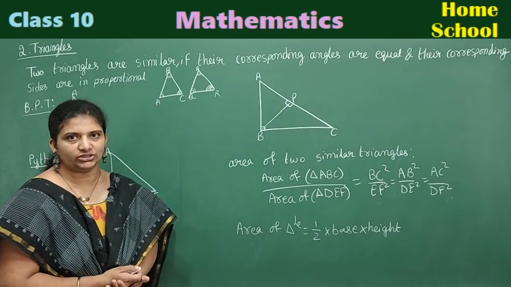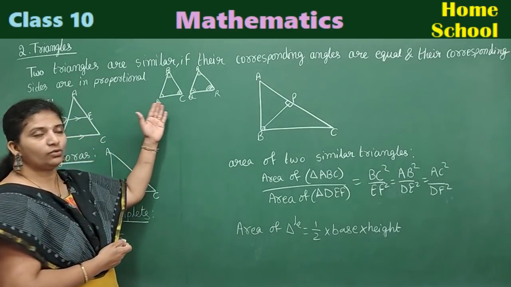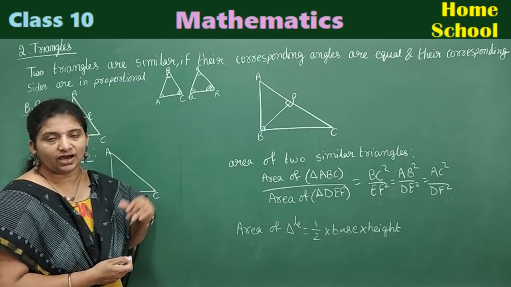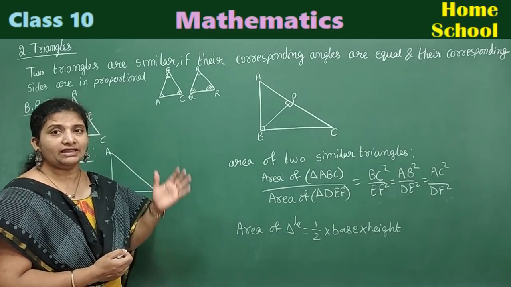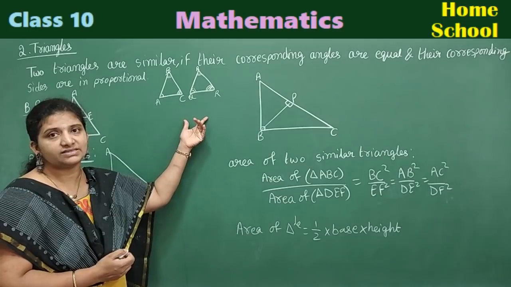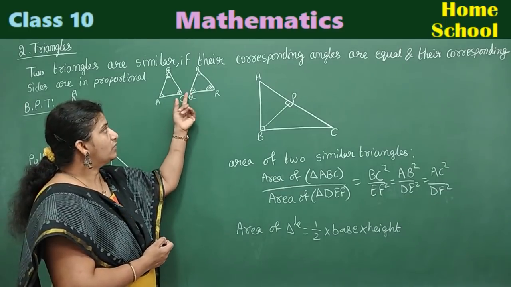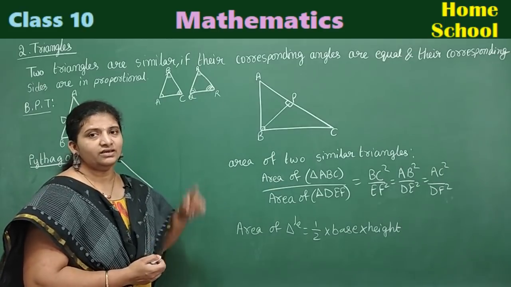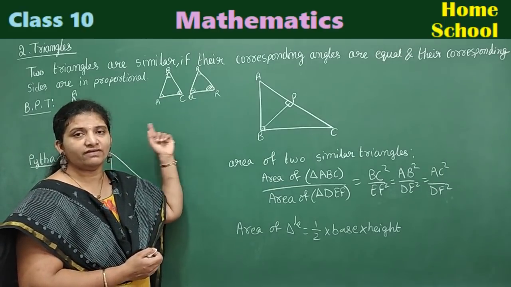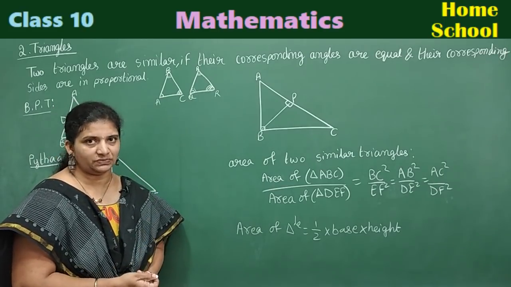Sometimes they will give you an angle and they ask you the other triangle's angle. And they say these two triangles are similar, find the missing angle. In the same manner, one of the sides will be missing. These two triangles are similar, find the missing side, they may ask you.